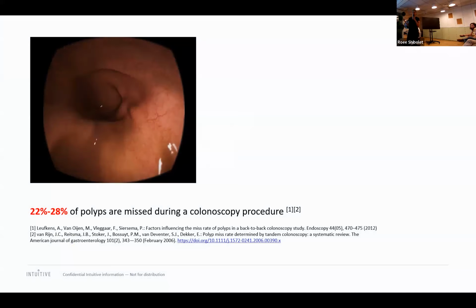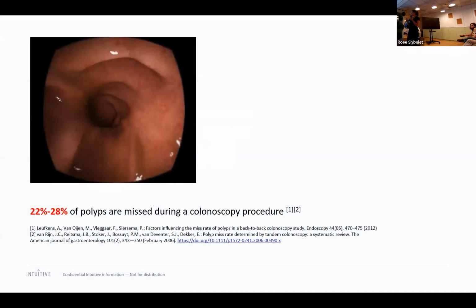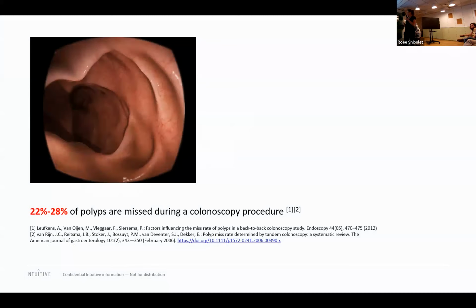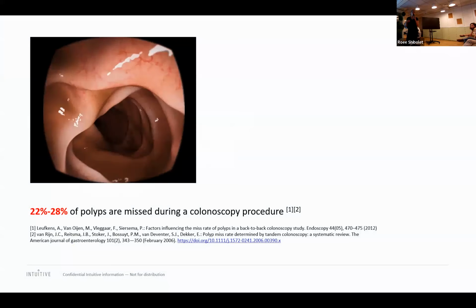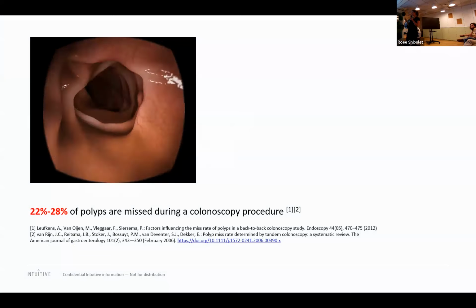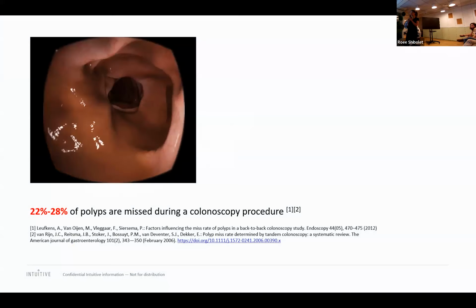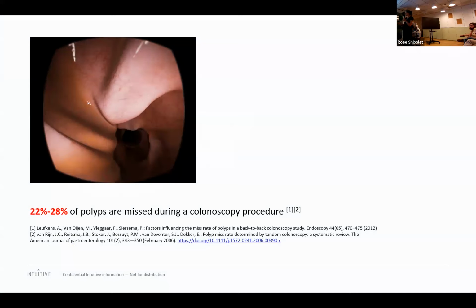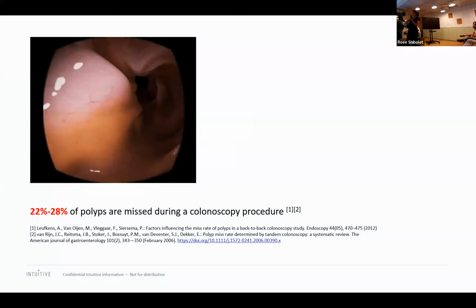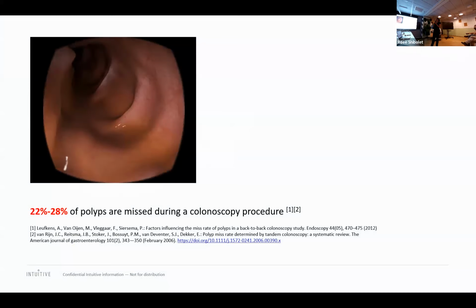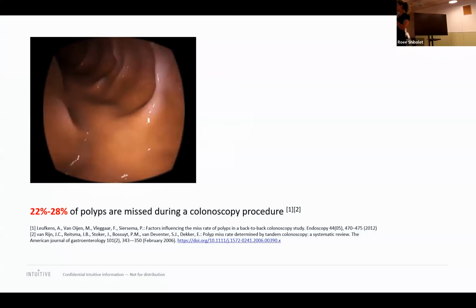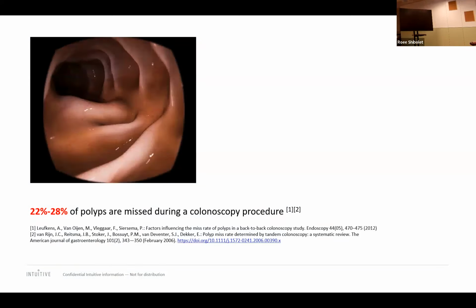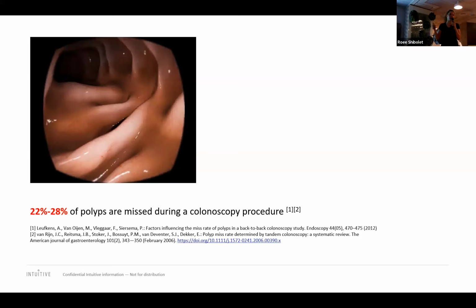As was already mentioned, 22 to 28% of polyps are missed during the colonoscopy procedure, for a number of reasons, among which the fact that the polyps never appear in the field of view of the endoscope camera. Here you have a computer simulation of a colonoscopy, and you can see that part of the inner surface of the colon is not inspected, either because parts of it are hidden behind the structure of the colon, or simply because of the orientation of the camera.